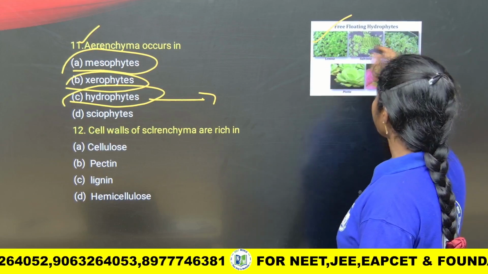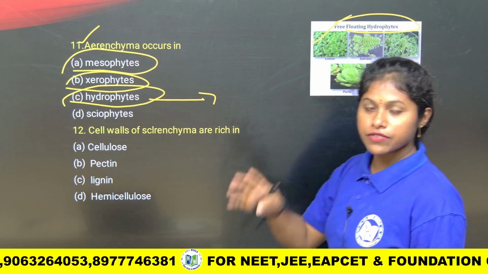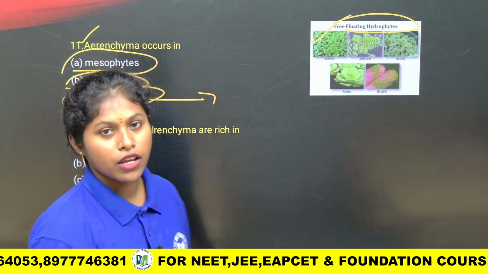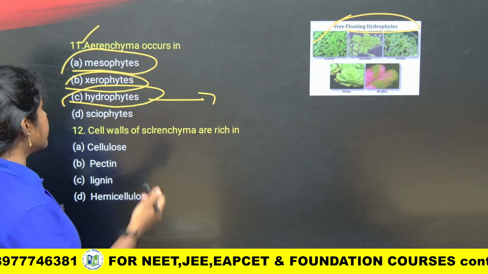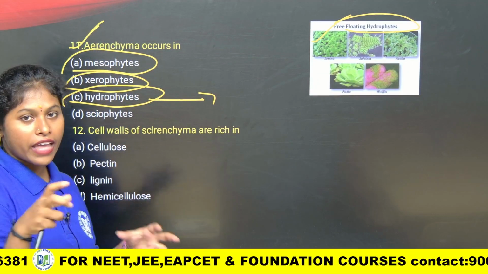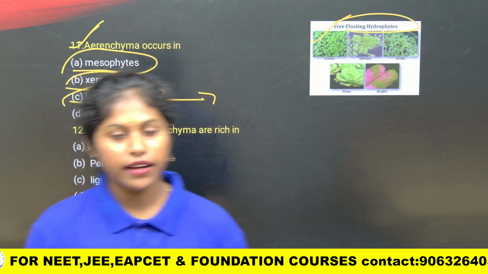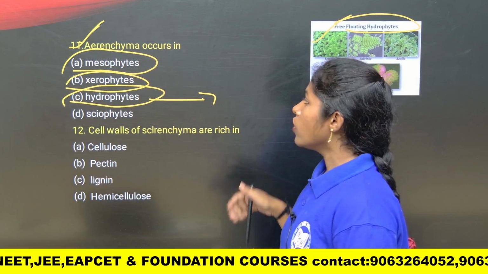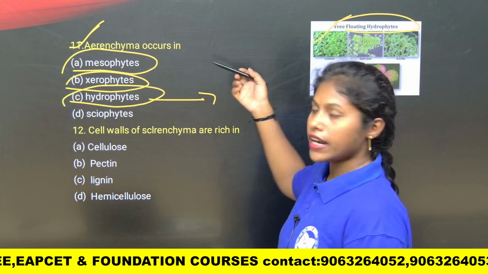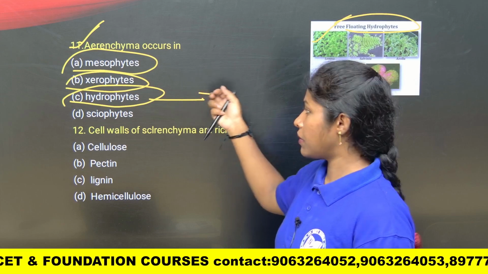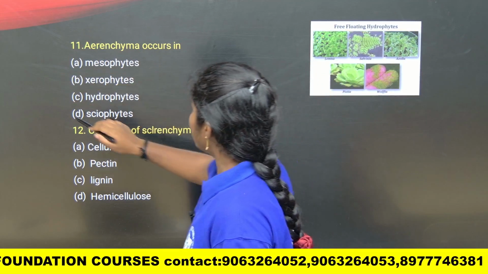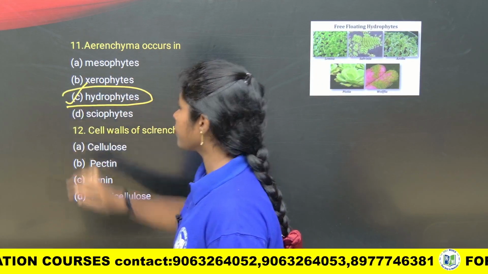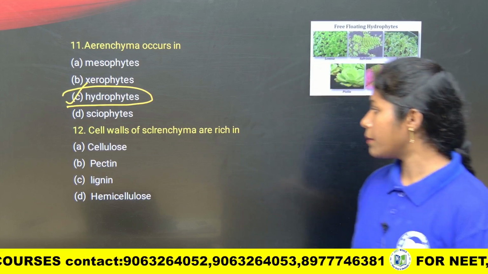These are the hydrophytes, which float on water. Which tissue helps in floating, children? That is aerenchyma. The air spaces, the air cavities, are present in between the parenchyma. We call that condition aerenchyma. So aerenchyma is mainly present in the hydrophytes, right? So coming to the next question.